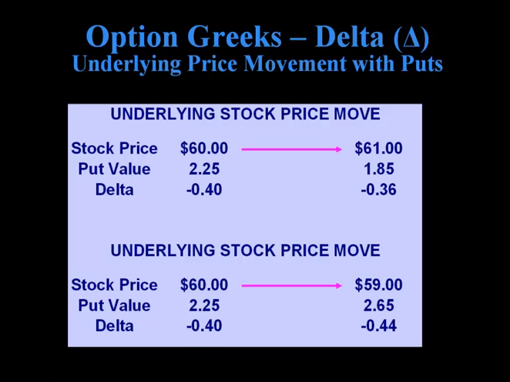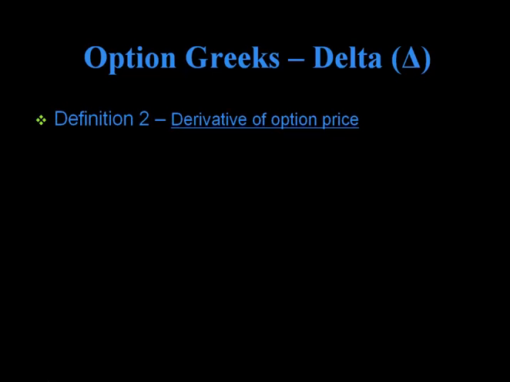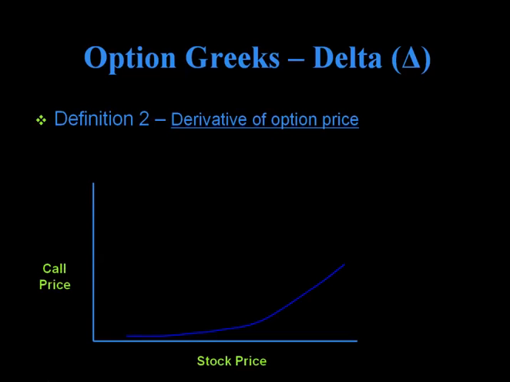Now let's take a look at the next definition for delta: a derivative of an option price. What does that mean? Well, if we look at a graph, and on the bottom here on the x-axis we have stock price, and on the y-axis we have call price, and then we plot the increase in the price of a call, you can see here that the price goes up as the stock price goes up.